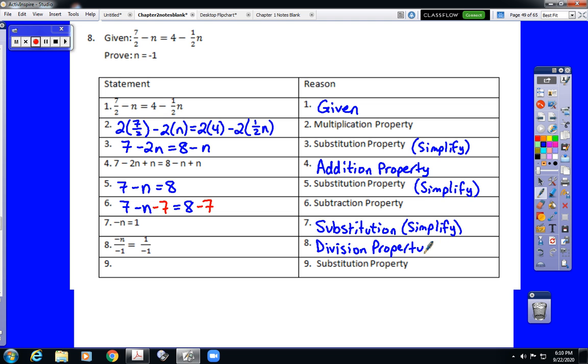First we show it in step 8, and then we use the substitution property to simplify in step 9, giving us the answer n equals negative 1, which completes the proof. One example to go, that is example number 10.